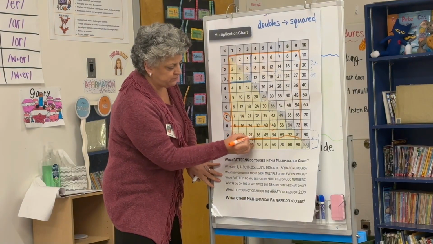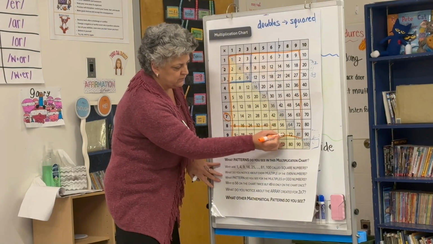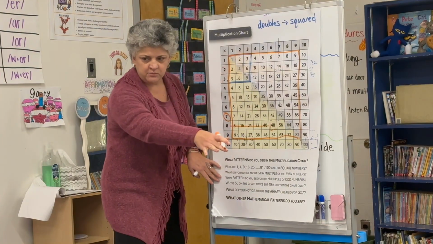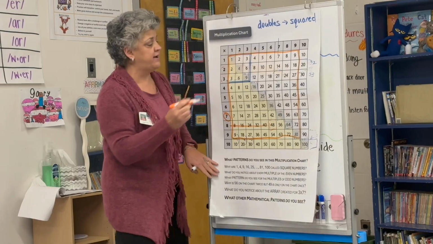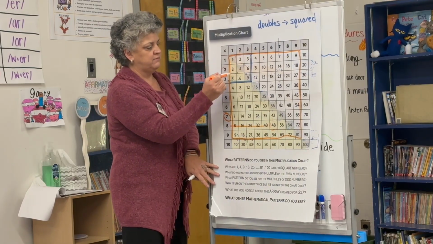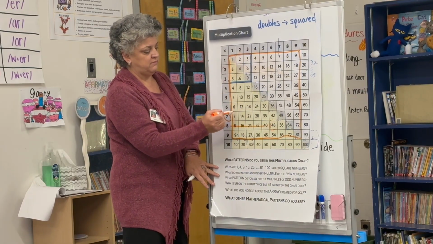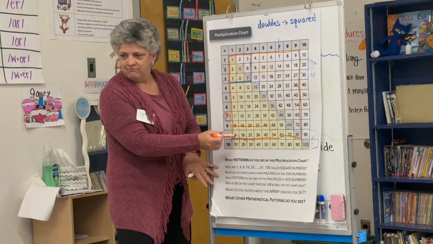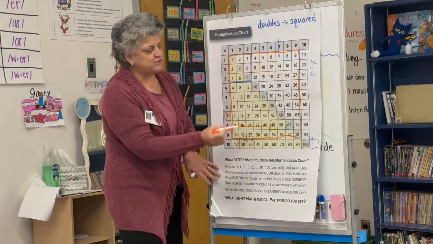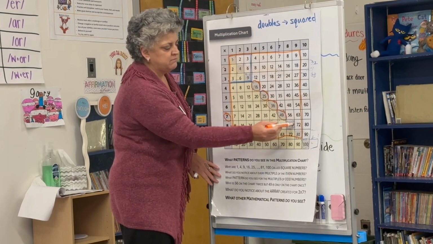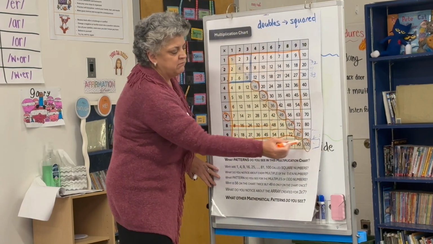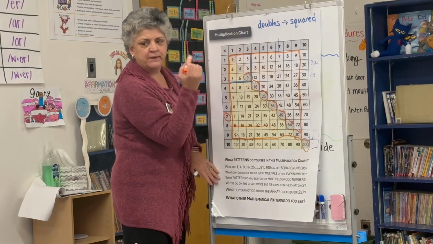1, 2, 3, 4, 5, 6, 7, 8, 9. So there's 9 numbers across. How many have to be up and down? 9. If it's a square, there's going to be 9 numbers. Let's test. 1, 2, 3, 4, 5, 6, 7, 8, 9. Oh. So somebody tell me again what's so special about the gray numbers? What's so special about them? You know what? I think you all know. Just tell me. Go. Squares.